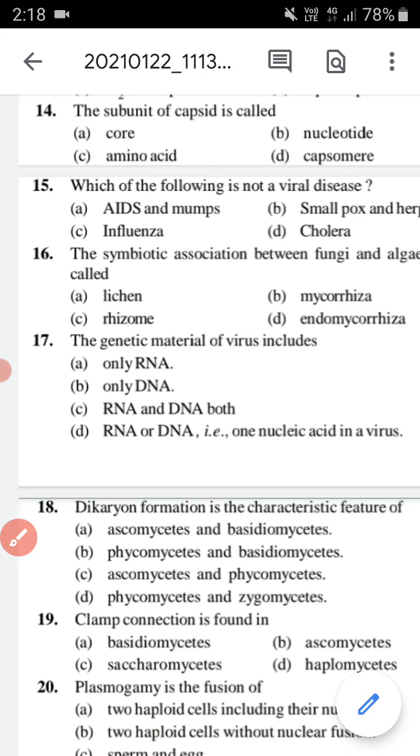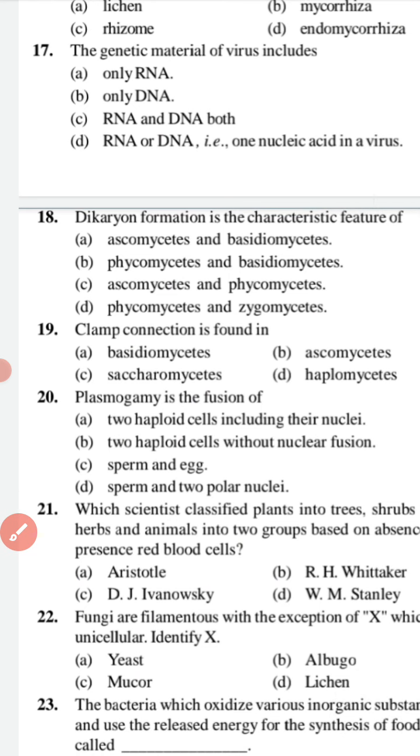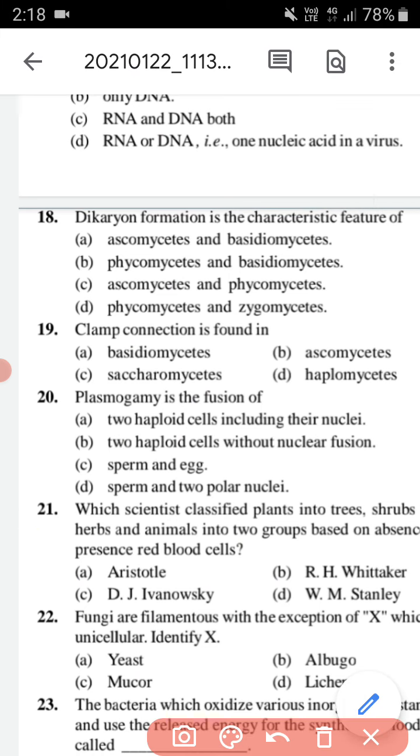Now we move to question number 18. So question number 18 is, dikaryon formation is the characteristic feature of Ascomycetes and Basidiomycetes, Phycomycetes and Basidiomycetes, Ascomycetes or Phycomycetes, and the last one is Phycomycetes or Zygomycetes. So these are basically names of fungi, and in these fungi the dikaryon phase is mainly formed in Ascomycetes and Basidiomycetes. Okay, so option A is correct.